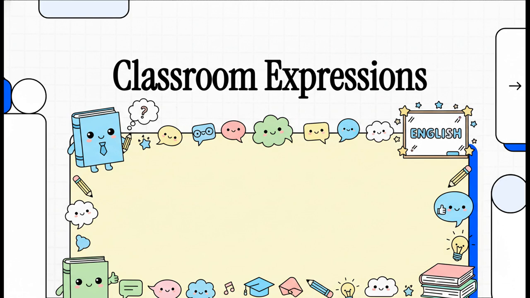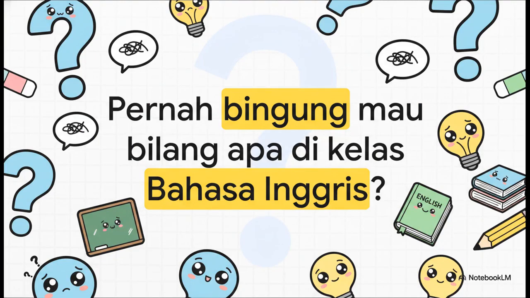Today we're going to get into something really useful, Unit 4, Basic Classroom Expressions. These are the key phrases that will help you feel so much more confident and active in your English class. Have you ever been in class and felt confused? You want to ask something, maybe ask for permission, but you just can't find the right words in English. Don't you worry. After today, you're going to feel much more confident.